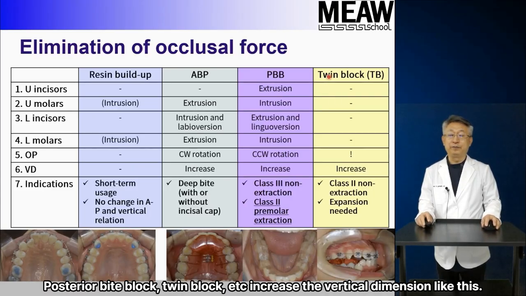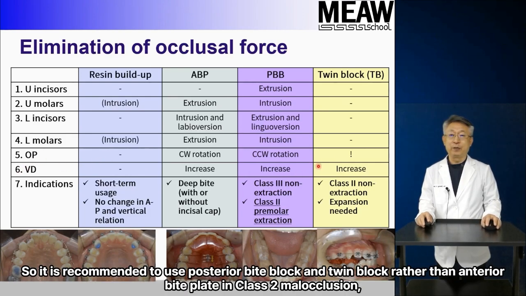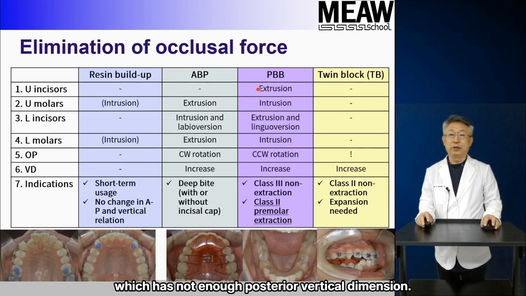Posterior bite block, twin block, etc. increase the vertical dimension like this. So it is recommended to use posterior bite block and twin block rather than anterior bite plate in Class 2 malocclusion, which has not enough posterior vertical dimension.